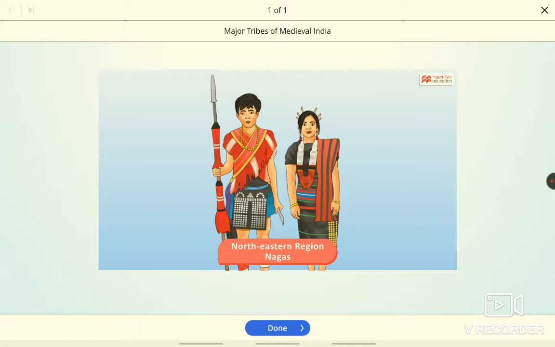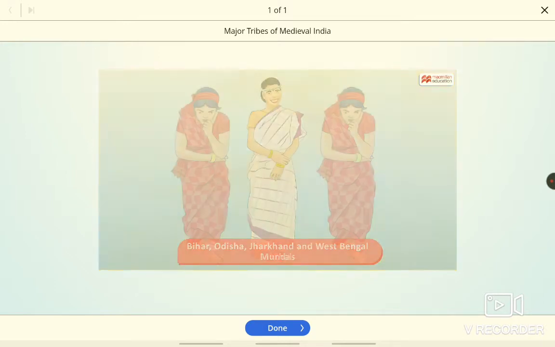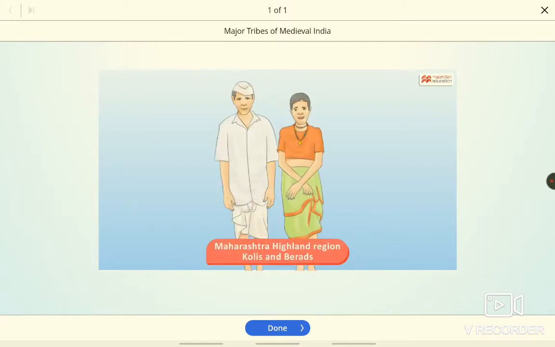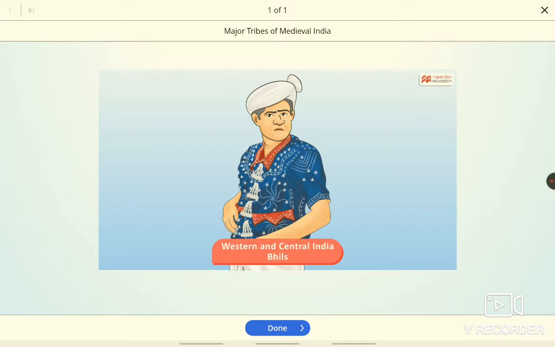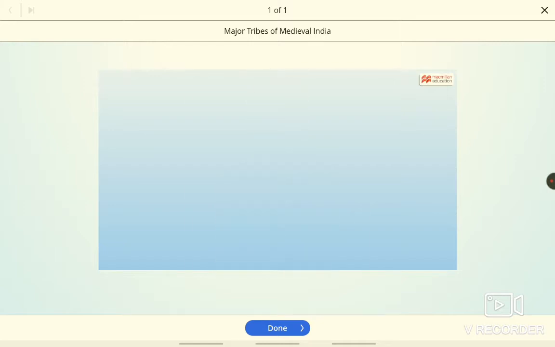Then there are the Nagas, also from the same region as the Ahoms. Then we have Mandas and Santals in the present-day Bihar, Odisha, Jharkhand and West Bengal. And then Kolis and Barats in the Maharashtra highland region. And in western and central India, there is another tribal group, Bhils. And an interesting case is the Gonds, who are the largest tribal group in India.